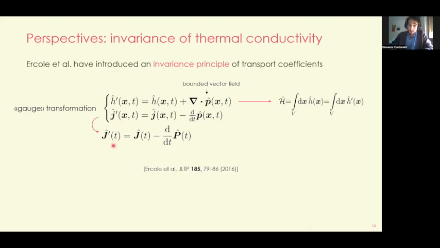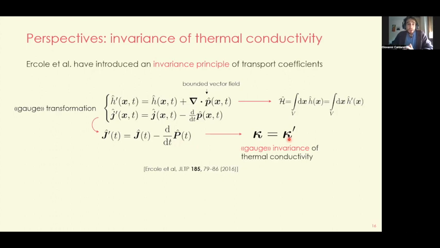So the two definitions of the heat flux following from two definitions of the microscopic energy density are related by a total time derivative of a bounded vector field. And Ercole and collaborators have shown that from these two definitions of the heat flux, if you compute thermal conductivity in a Green-Kubo scheme, you actually get the same result. So this is known as the gauge invariance property of thermal conductivity.